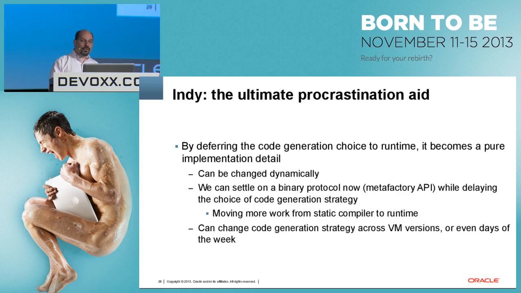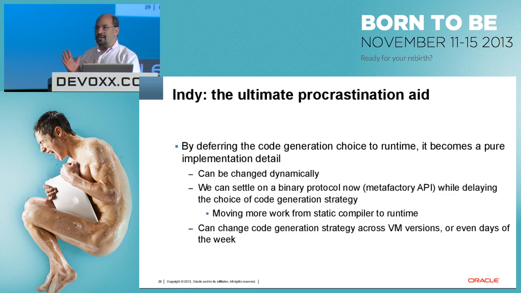So this is a pretty cool trick that we've discovered. Invoke Dynamic has given us an opportunity to procrastinate. We didn't have to burn the decision of how we represent lambdas into the bytecode. All we had to do is agree on a binary representation, and then we can change our implementation strategy dynamically. So we pick our binary protocol now, we delay the choice of code generation strategy to runtime.